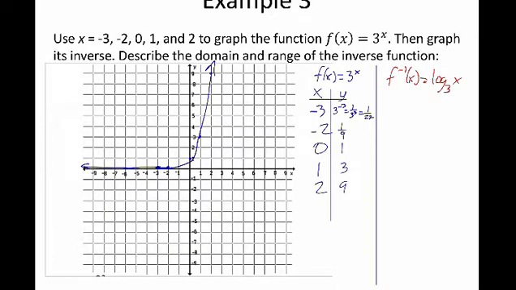Now just like you did in the notes yesterday, you're just going to swap the x and the y values. So you've got x values and you've got y values. We're going to take -3, 1/27th and flip that around. We're going to make it 1/27th as our x value, -3. Instead of -2, 1/9, we're going to make it 1/9, -2. Instead of 0, 1, we have 1, 0. Instead of 1, 3, we have 3, 1. Instead of 2, 9, we have 9, 2. And so we're going to plot those points.